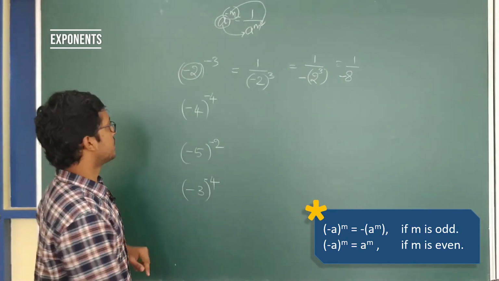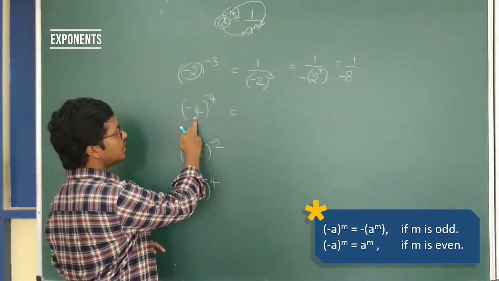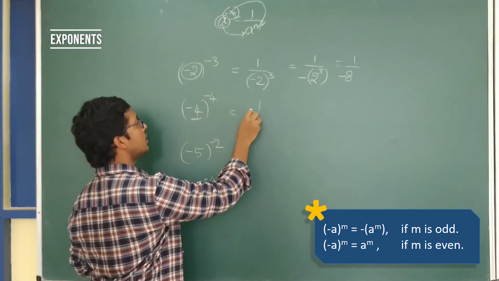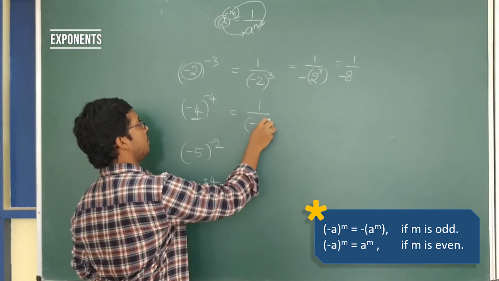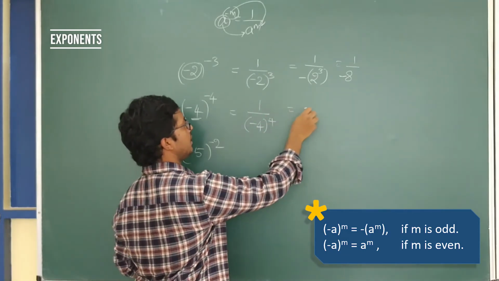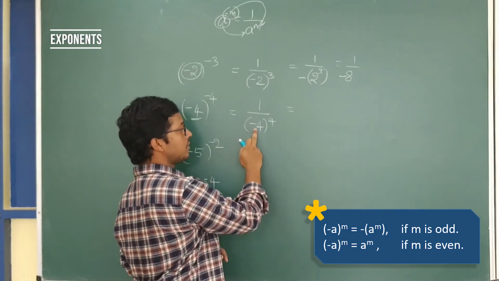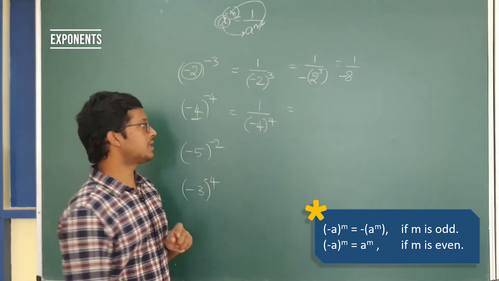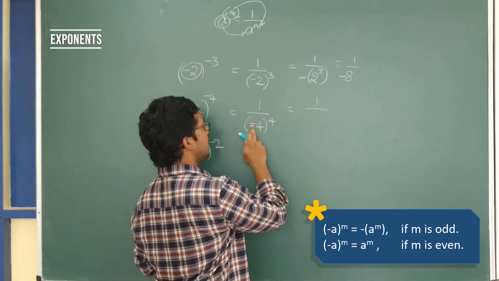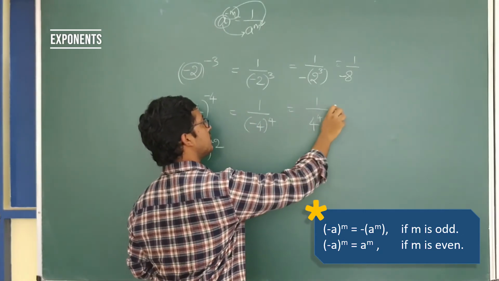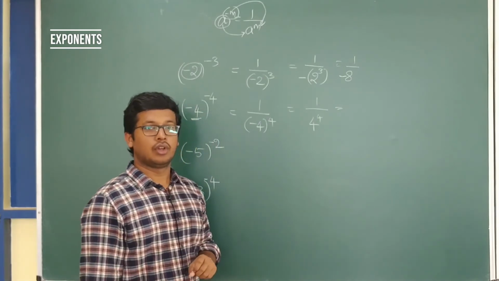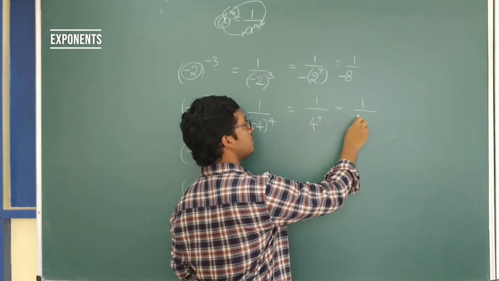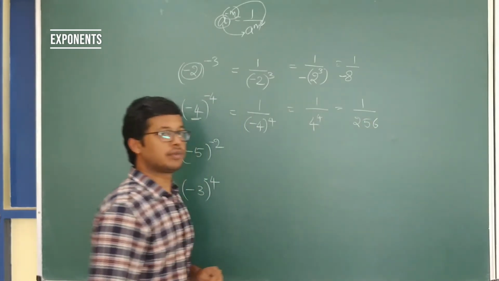Okay, let's check this one. Same thing. Minus 4, nothing happens to the base minus 4, but the power minus 4, when brought to the denominator, will now become plus 4. Correct? We saw this one: if the base is negative and the power is even, the answer is always positive. So I can ignore this minus sign and write this one as 4 raised to 4. So the answer will be 1 by 256. 4 raised to 4 is 4 multiplied 4 times, so the answer will be 256.